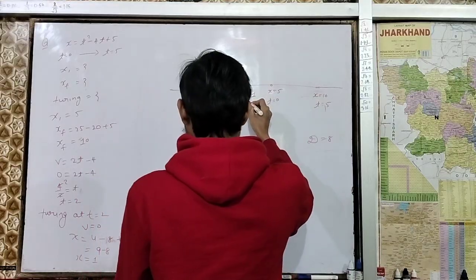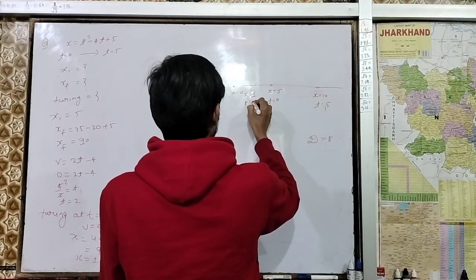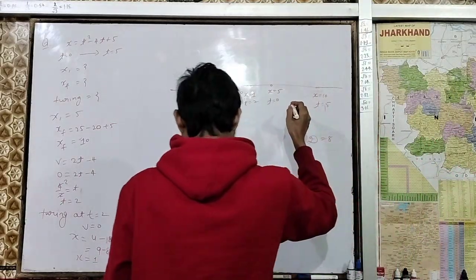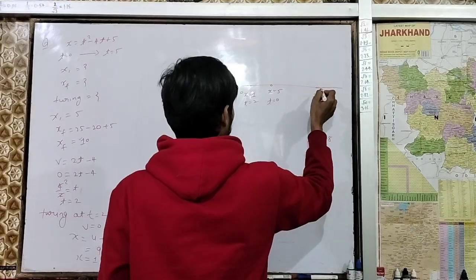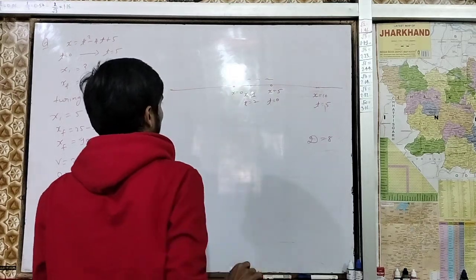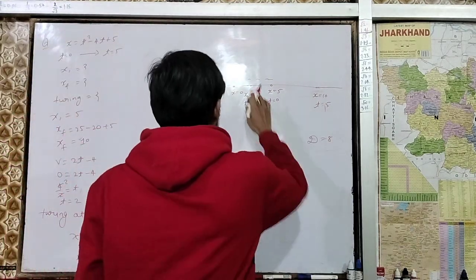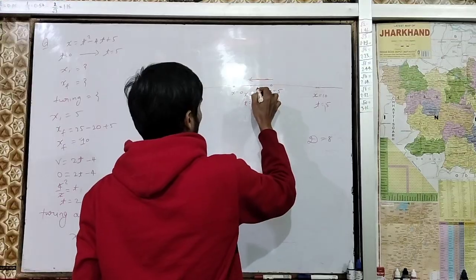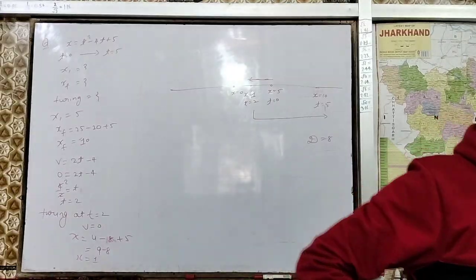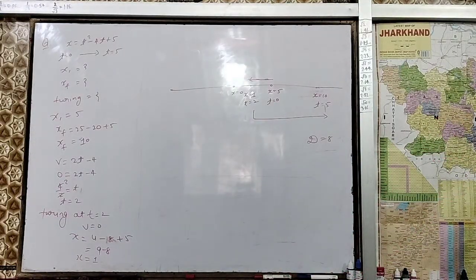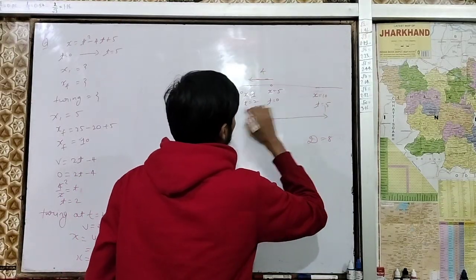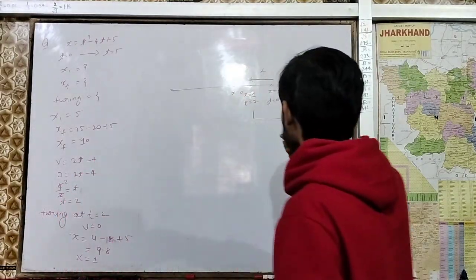X is equal to 1, 2. From here, the particle started like this till here. From 5, okay. Then it went like this. So what's wrong? This 5 minus 1, 4. And this is 10, not a 10.